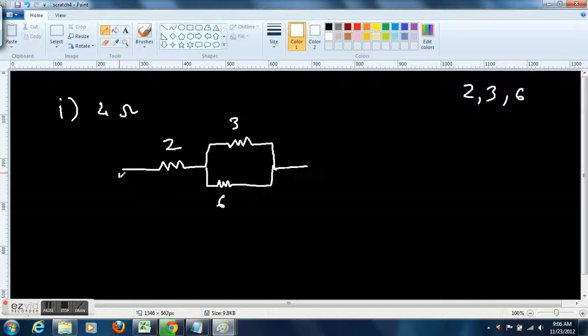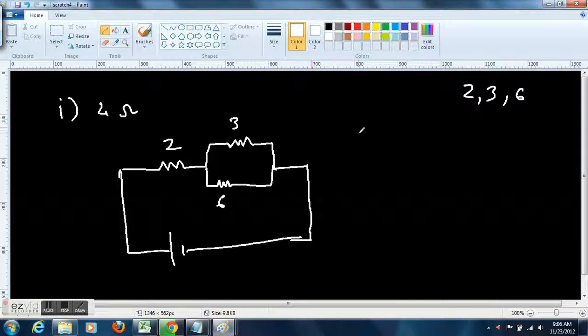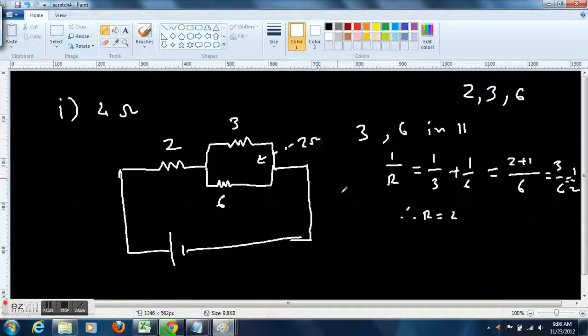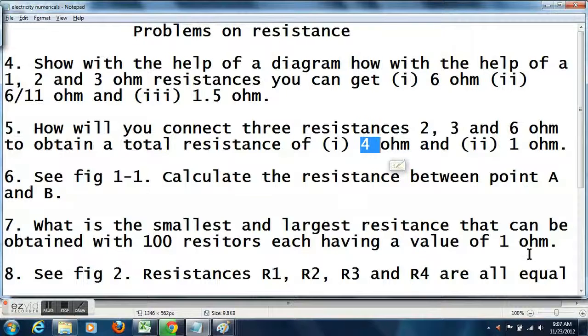Now let us see. 3 and 6 ohm resistances in parallel, as I said, will give a net resistance of 2 ohm. So when 3 and 6 are in parallel, we can get the net resistance by the formula 1 by R equal to 1 by 3 plus 1 by 6, which is equal to 3 by 6, which is equal to 1 by 2. Therefore R equal to 2. That means from these two resistances the net is coming as 2 ohm. Now I have two 2 ohm resistances in series. Therefore the total resistance from this is coming as 4 ohm.